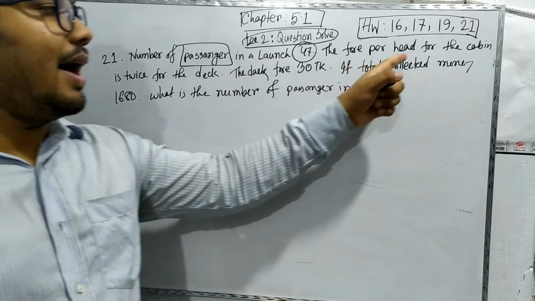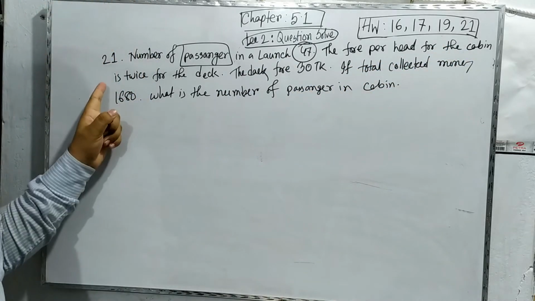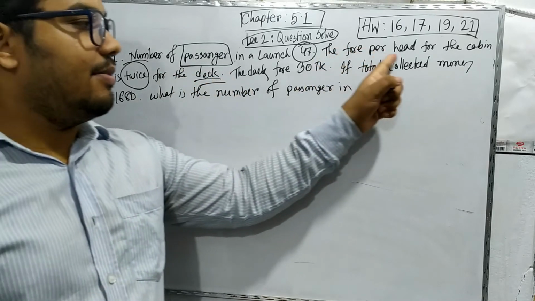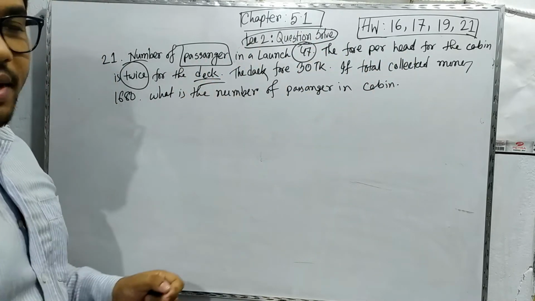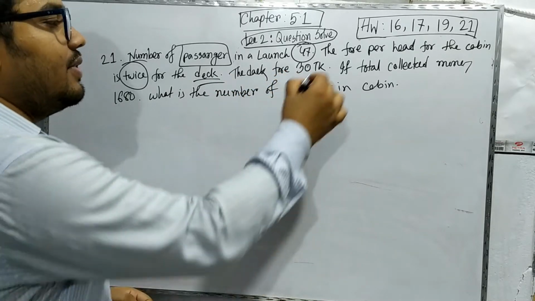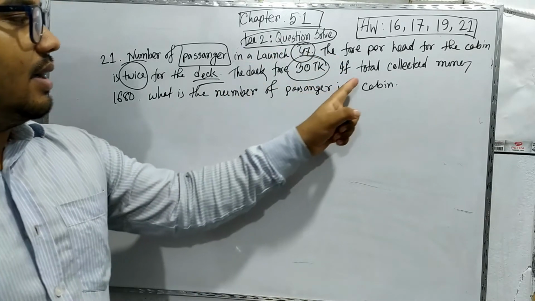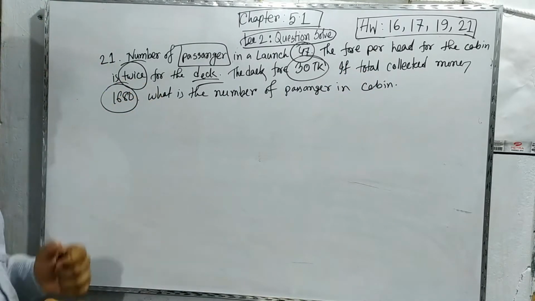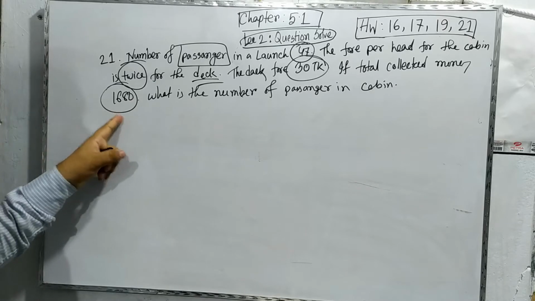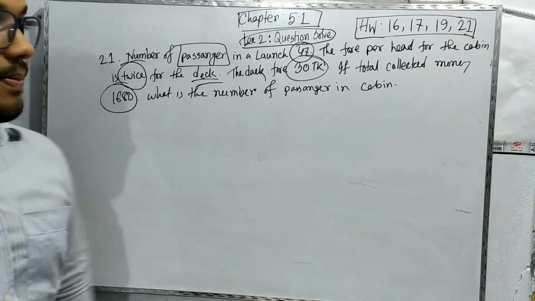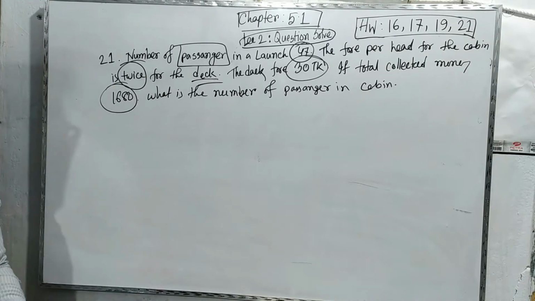The fare per head for the cabin is twice that of the deck. So the fare for the cabin is twice the deck. The deck fare is 30 taka. The fare for the deck is 30 taka. If the total collected money is 1680 taka, then what is the number of passengers in the cabin? So we have to find the number of passengers in the cabin.